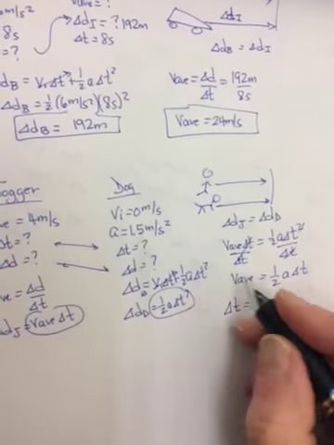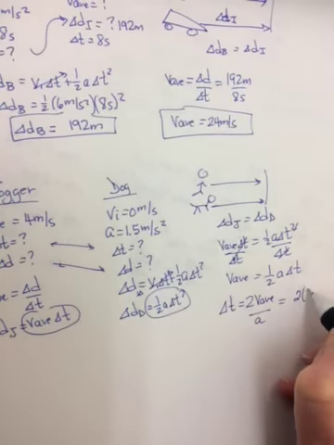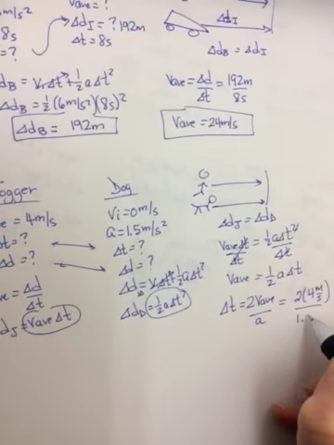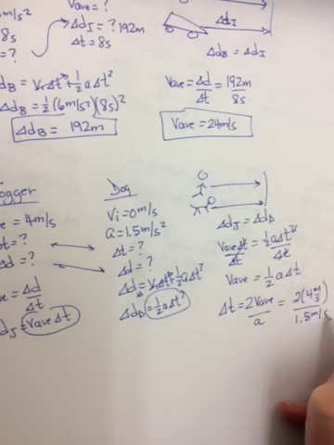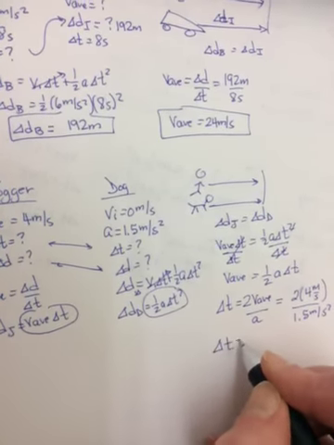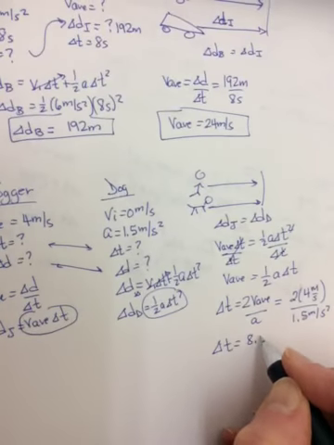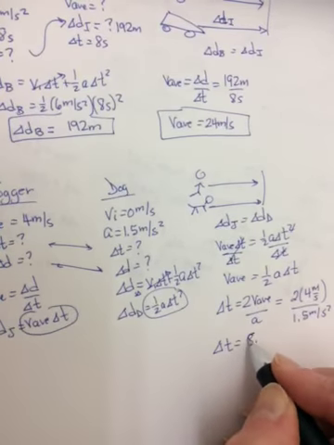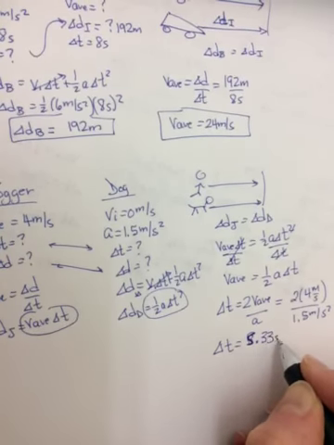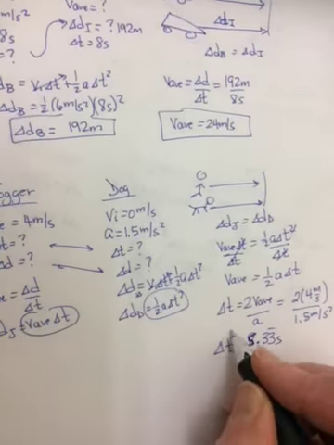And now fill in your numbers. Your VAV was 4 meters per second, and your A was 1.5 meters per second squared. 2 times 4 is 8. 8 divided by 1.5 is 5.33 seconds, and the 3 is repeating.